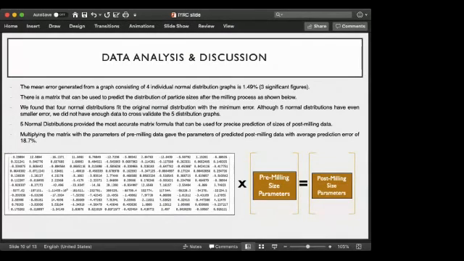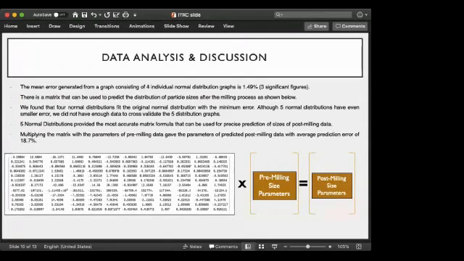As the diagram shows here, multiplying the pre-milling size distribution parameters by the key matrix gives the post-milling size distribution parameters. A 12 by 12 matrix is multiplied with a 12 by 1 matrix, giving a 12 by 1 matrix.